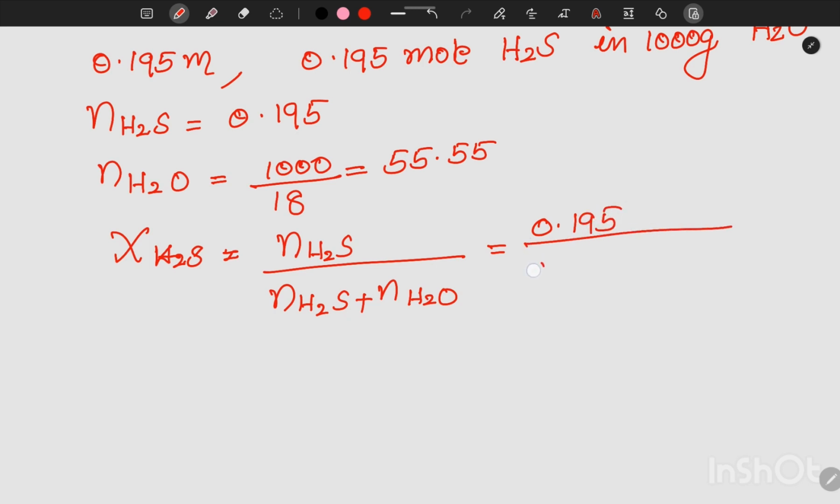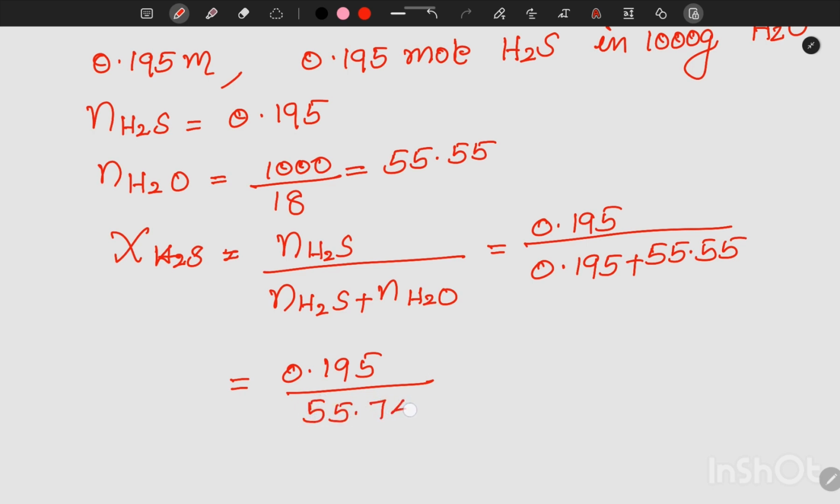0.195 divided by 0.195 plus 55.55. That will be equal to 0.195 divided by, when we add this, we will get 55.745, which is equal to 0.0035. That's the mole fraction.